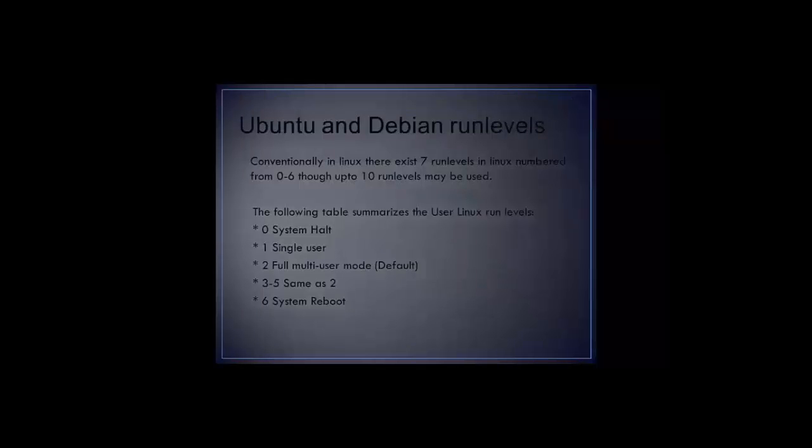Therefore, for Linux, there are 7 run levels numbered from 0 to 6. Though we can have as many as we want, these 7 are sufficient. Hence the run levels are 0 for system halt, 1 for single user, 2 for full multi-user mode, that is the default run level, 3 to 5 are the same as 2, and 6 for reboot.